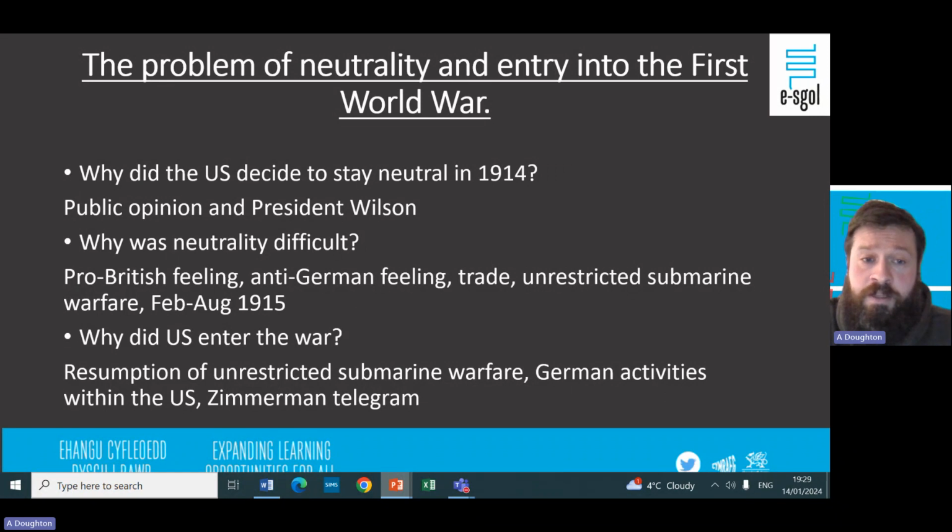Now, America ends up joining in 1917. Germany were making it quite difficult for America to stay out of it and not lose face because they resumed unrestricted submarine warfare. And it was starting to look like America had to retaliate. Also, there were suspicions of German activities within the US. Now, the extent of that is unknown. However, people were concerned about that.